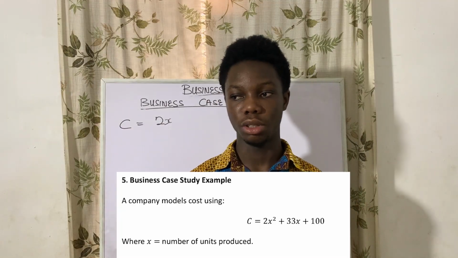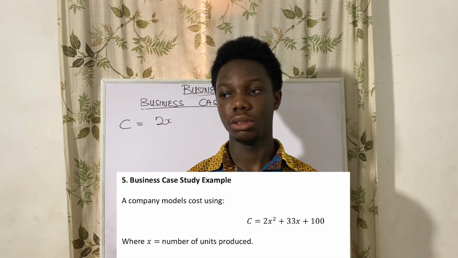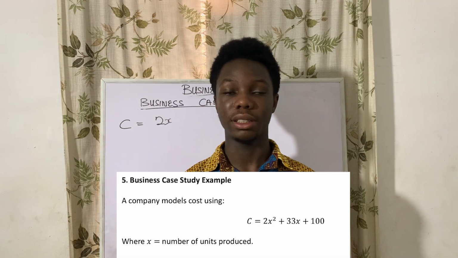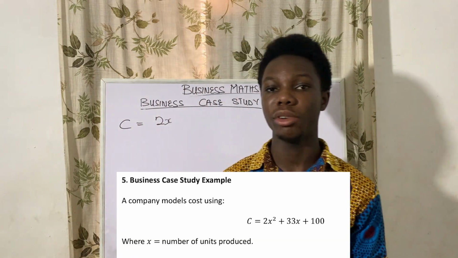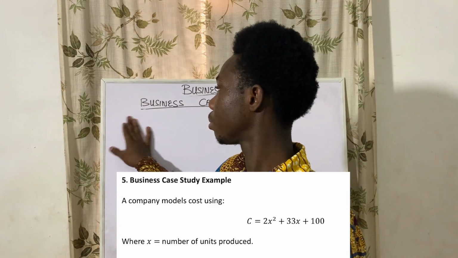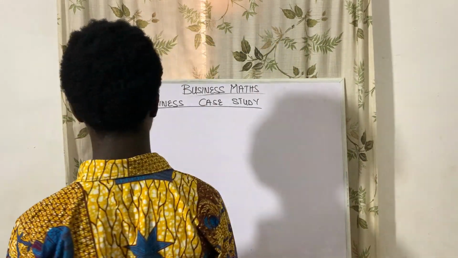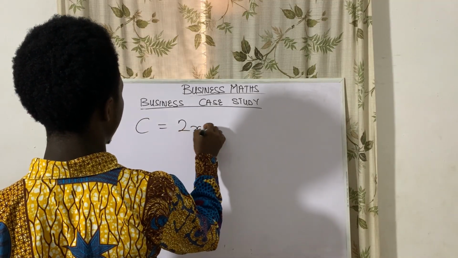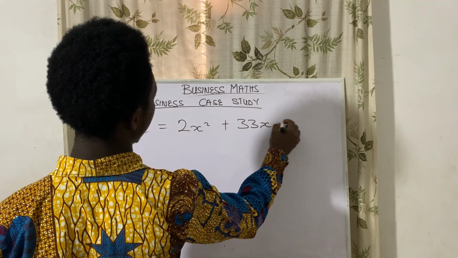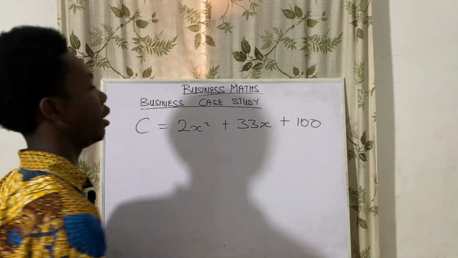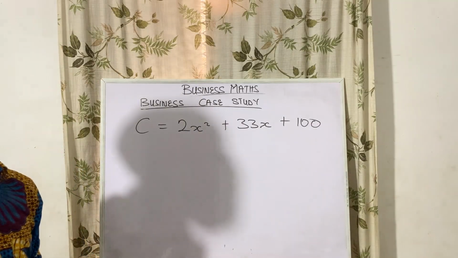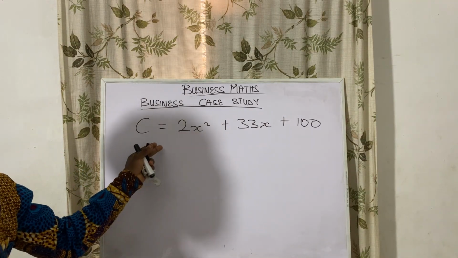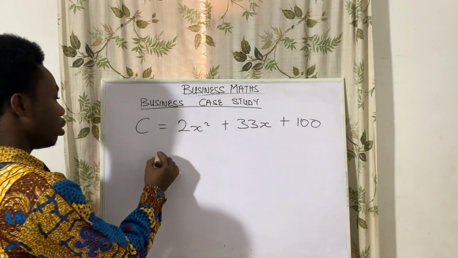So now let's look at the first business case study, where we have a company cost model C is equal to 2x squared plus 33x plus 100, where x is the number of units produced. So if we are to interpret this, now we have C is equal to 2x squared plus 33x plus what? 100. Now, if the question says interpret this, the C is the cost, right? The C is the company model cost.